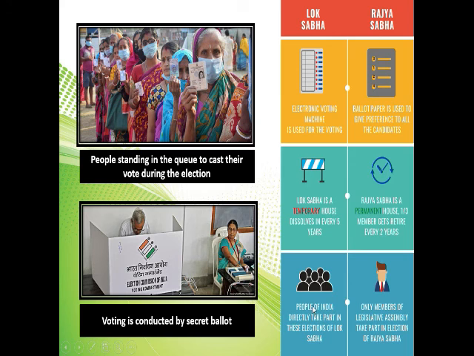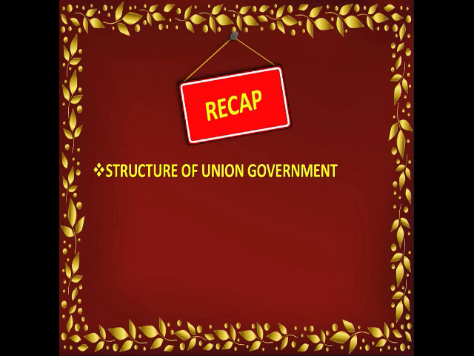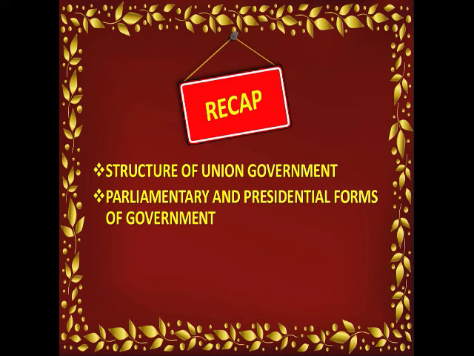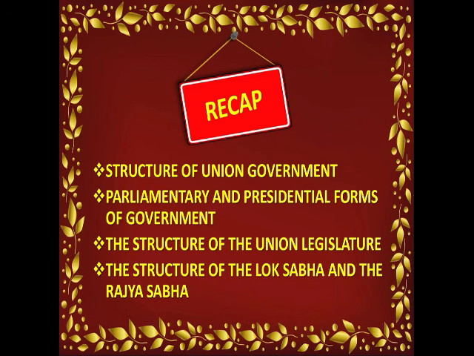So the people of India directly take part in the elections of the Lok Sabha, and in the Rajya Sabha only the members of the Legislative Assembly take part in the election. Okay, so that's all the topics covered in this chapter, children. Let's recap this chapter: the structure of the union government, parliamentary and presidential forms of government, the structure of the union legislature, and the structure of the Lok Sabha and the Rajya Sabha. These are all the topics covered in this chapter, and this is part 1 of this chapter, children. So that's all. Thank you all.